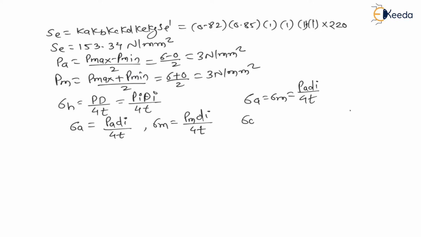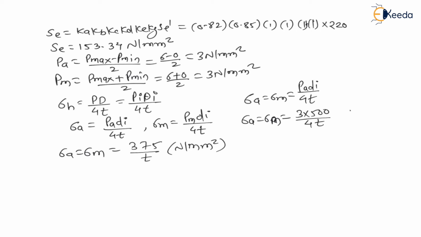Therefore mean stress and stress amplitude equal 3 into the inside diameter, which is given as 500, divided by 4t. The stress amplitude and mean stress are both the same, equal to 375 divided by t Newton per mm square.